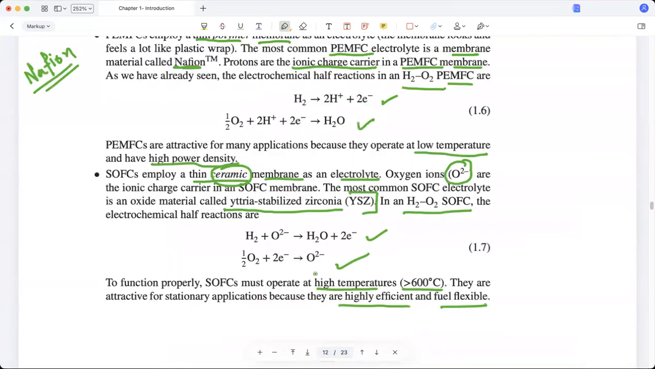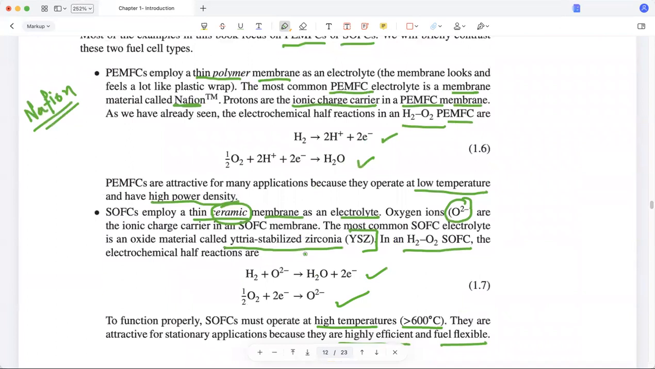Let us take a quick look at this. Here you have hydrogen breaking into two protons and two electrons, and this is a normal reaction which takes place. Then it reacts with the oxygen to produce water. But at high temperatures, this is your charge carrier, right? So it will produce water at the anode.